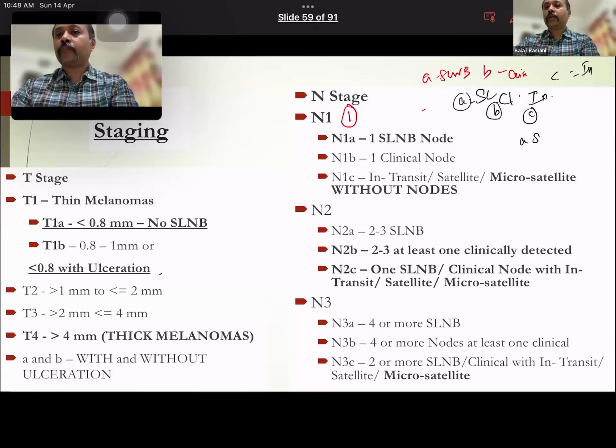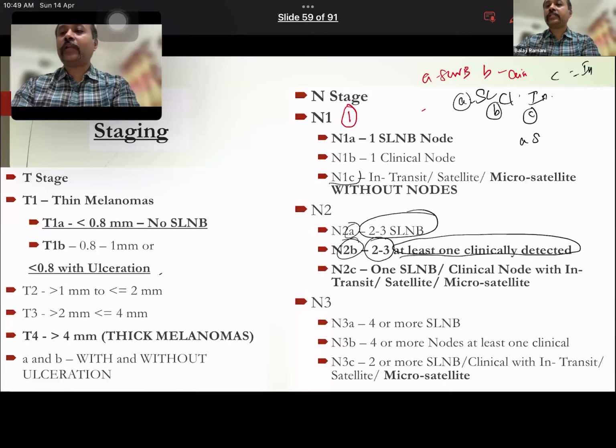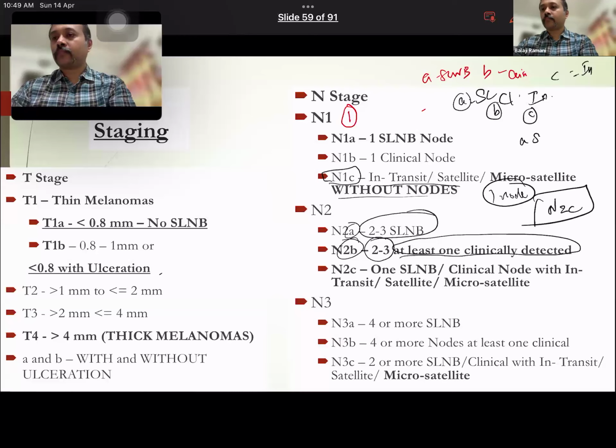So here, N2A should be only SLNB, so all 3 nodes or 2 nodes are SLNBs. The same thing, N2B can be 2 or 3 nodes, where at least one should be clinically detected. Now, here I have mentioned N1C is in transit or satellite without nodes. In transit or satellite with one node becomes an N2C. In the same way, in transit or satellite with 2 or more nodes becomes an N3C.